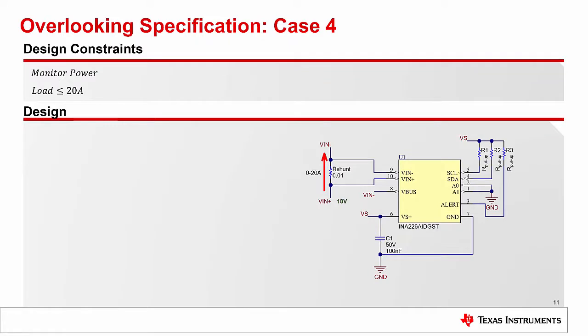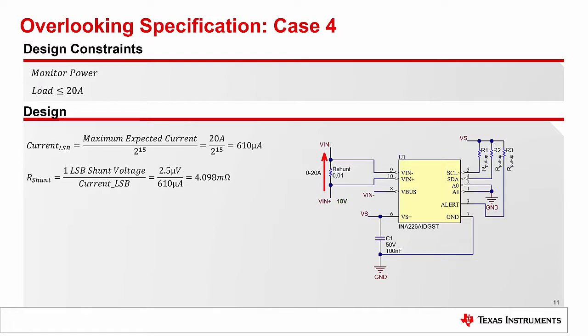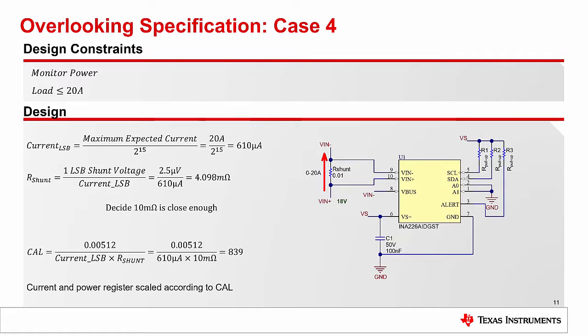We have yet another case involving an INA226 power monitor. In this instance, we would like to measure up to at least 20 amps. In this case, we use the current LSB as before, and this time calculate that our corresponding shunt value is roughly 4 milliohms. We don't have a 4 milliohm shunt on hand, but we figure 10 milliohms is close enough, and that will give us a better minimum resolution. So we proceed with that value to calculate cal.